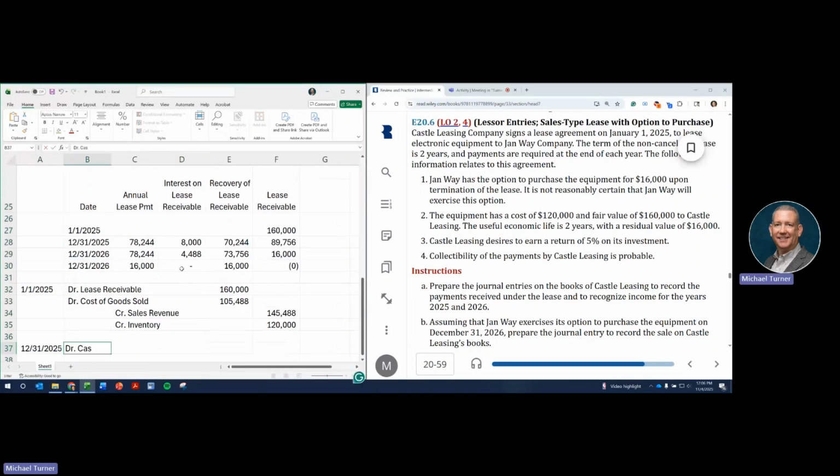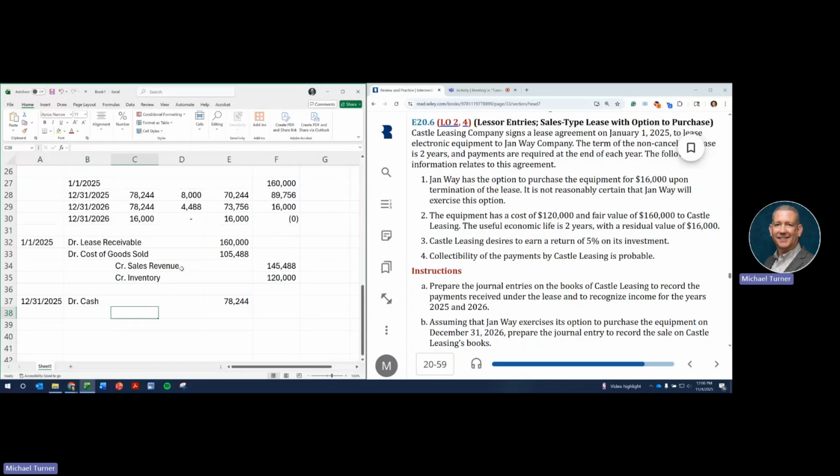And so we will have a debit to cash. And our debit to cash, as we found earlier, is $78,244. And then we will have a credit to the lease receivable of $70,244. We've already calculated that in our table. And then a credit to interest revenue because we're carrying a finance type lease, sales type. And that's the other $8,000.